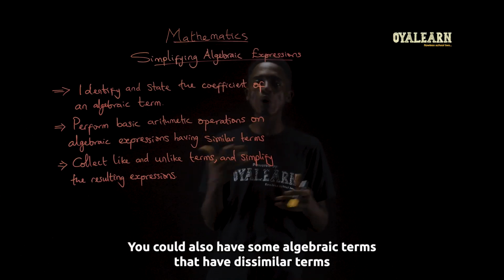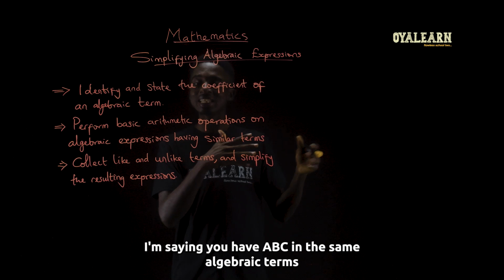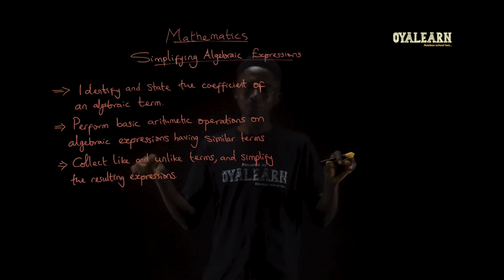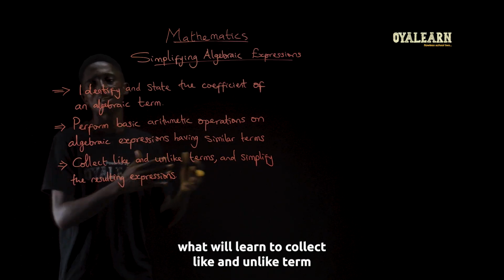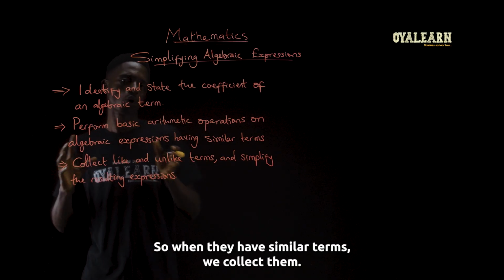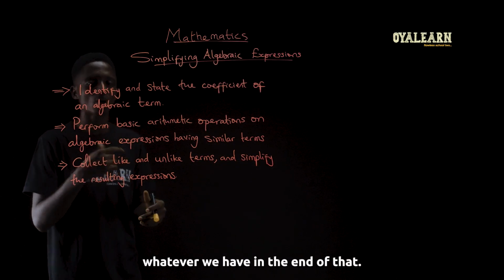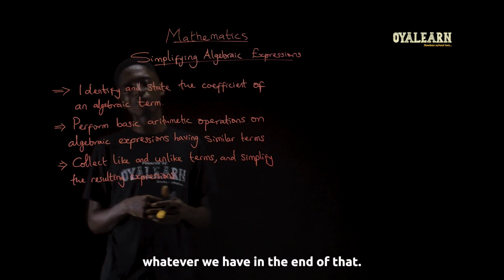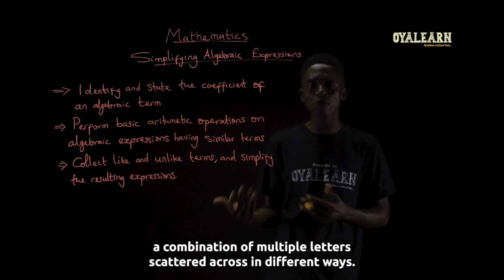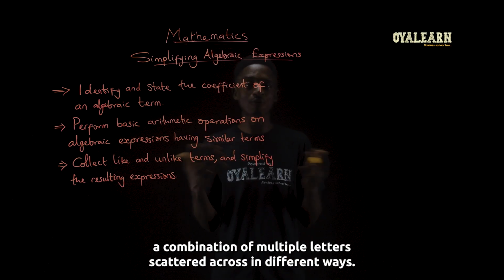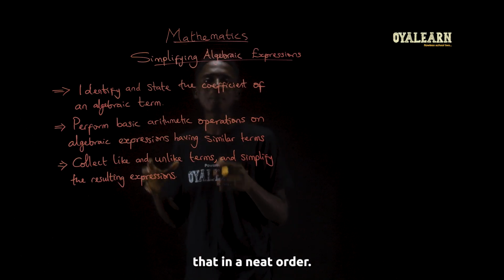You could also have some algebraic terms that have dissimilar terms. I'm saying you have a, b, c in the same algebraic expression. That will be the third thing we'll be doing, where we'll learn to collect like and unlike terms. When they have similar terms, we collect them. When they have unlike terms, we collect them and then go on to simplify whatever we have in the end. Many algebraic expressions you will find will have a combination of multiple letters scattered across in different ways. It is the job of anyone who is simplifying them to first arrange them in a neat order.